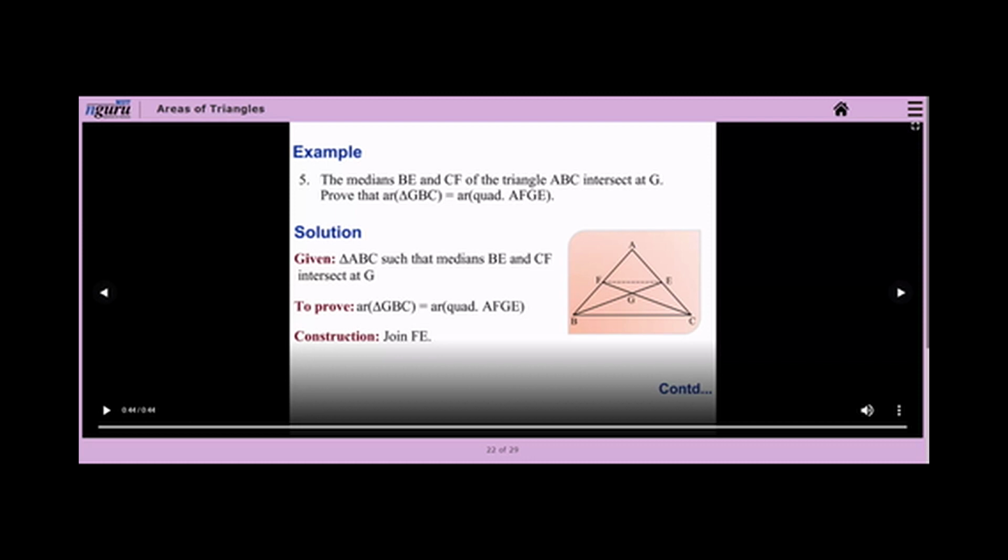Now F is the midpoint of AB, E is the midpoint of AC. Therefore, EF is half of BC and also parallel to BC. So area of BFE is equal to area of EFC, ma'am. Correct? Yes, ma'am. And also BEC equal to AEB, ma'am. BFC, no? BEC equal to BFC. Correct? Yes, ma'am.